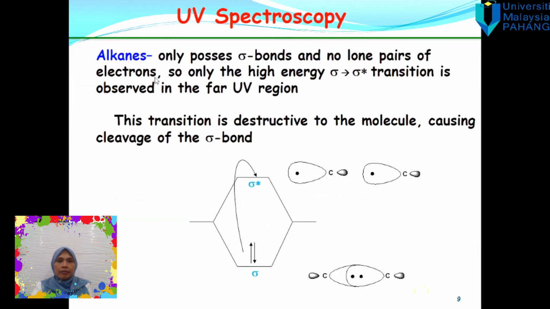Alkanes possess sigma bonds. As we know, alkanes only have sigma bonds. They have no pi bond because they are all saturated, so they only have one transition, which is the sigma to anti-sigma transition. This is the higher energy, which is why they have a shorter UV wavelength.